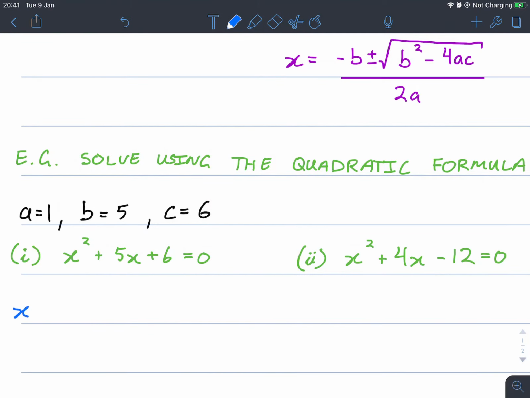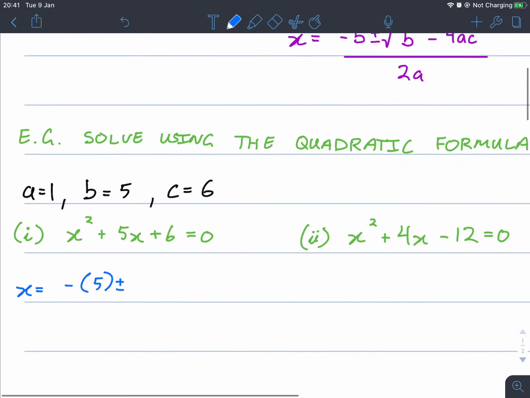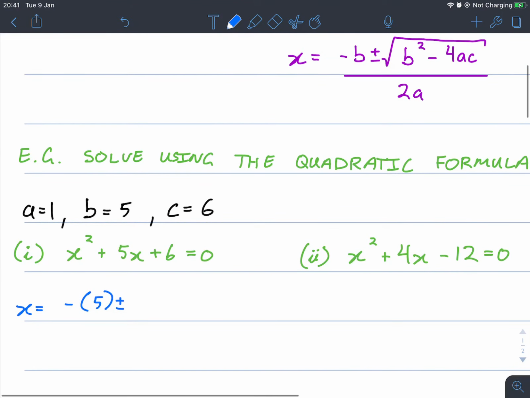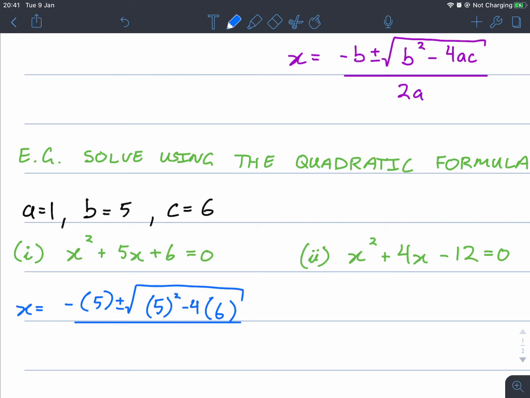Substituting it in, we get x equals negative b plus or minus, I actually write the square root last, so we get b squared minus 4 times a. I'm not going to write the 1 because we know negative 4 times 1 is the same thing. So I'm just going to only write down the 6 for this one. All square root all over 2 times 1. Well, I know that's going to be 2.